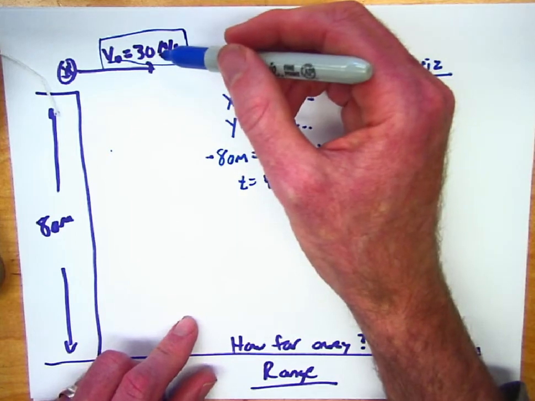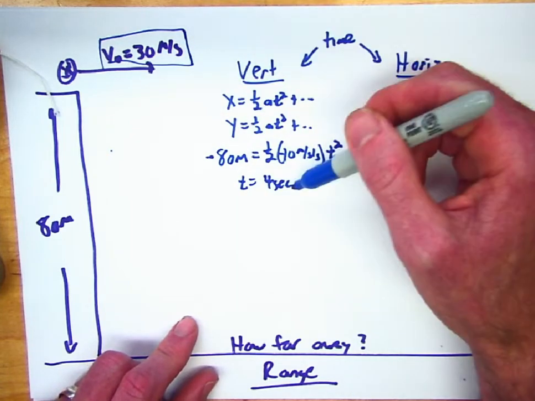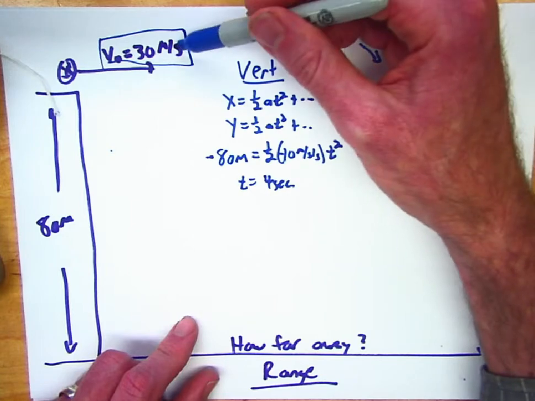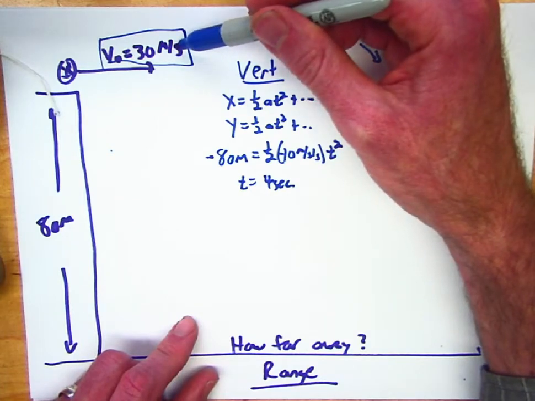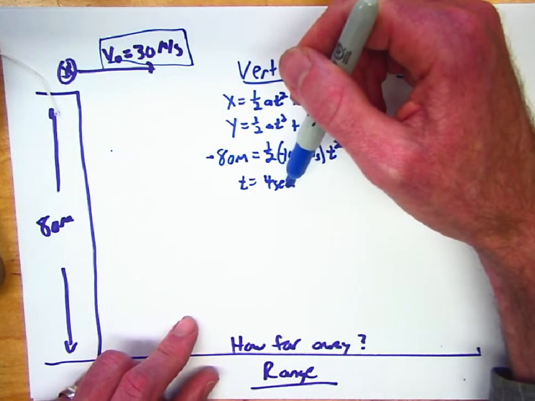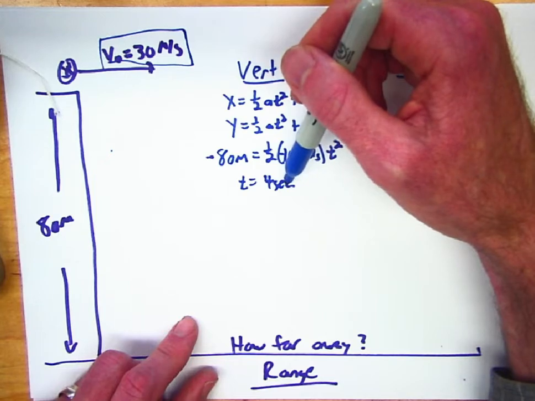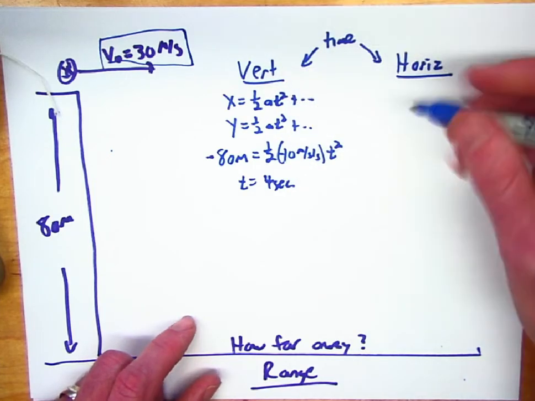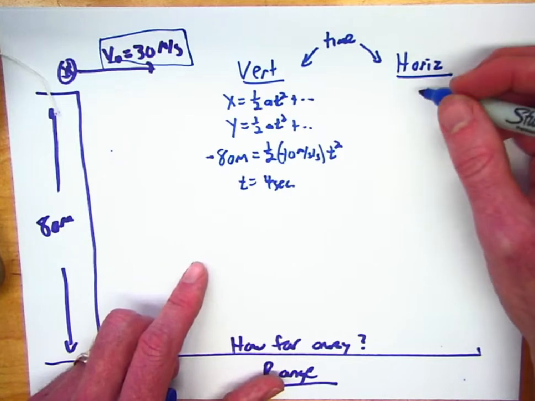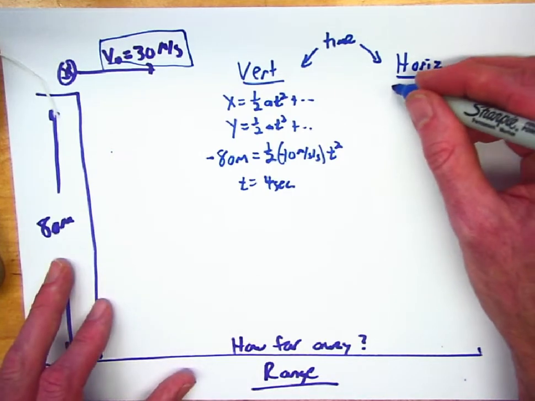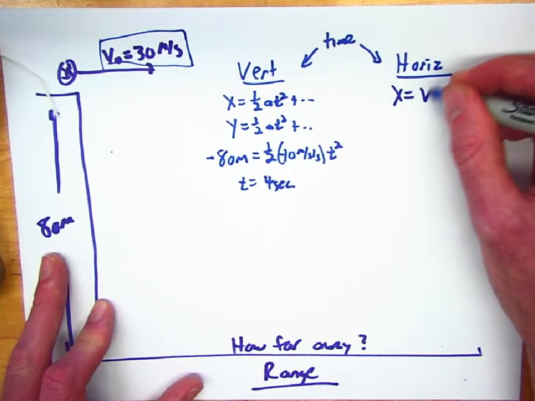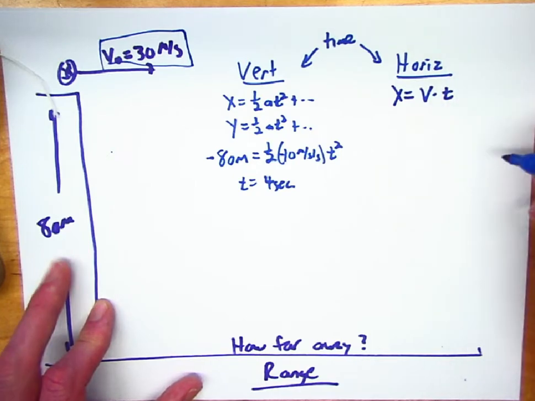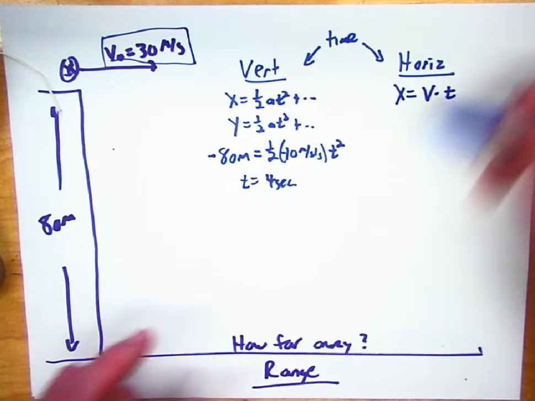If this initial velocity is 30, it takes 4 seconds to hit the ground. If this initial velocity is 100 or 1,000 or 1,000,000 or 0, it still takes 4 seconds to hit the ground because the horizontal motion and vertical motion are independent. Now getting back to the horizontal direction, if I want to find out how far it went in the horizontal direction, I can just use distance equals speed times time, since I don't have any acceleration in the horizontal direction.